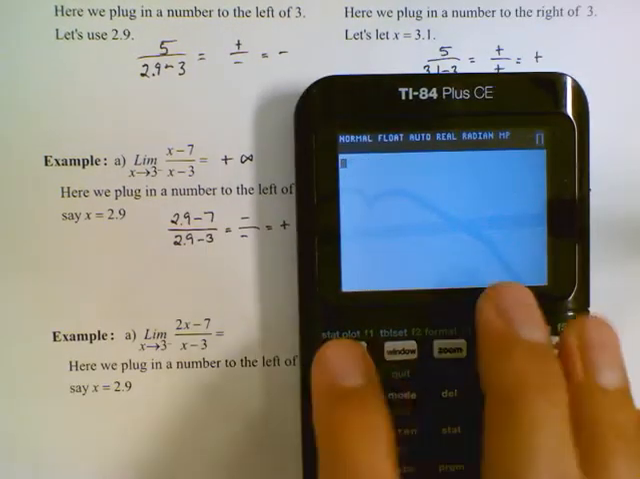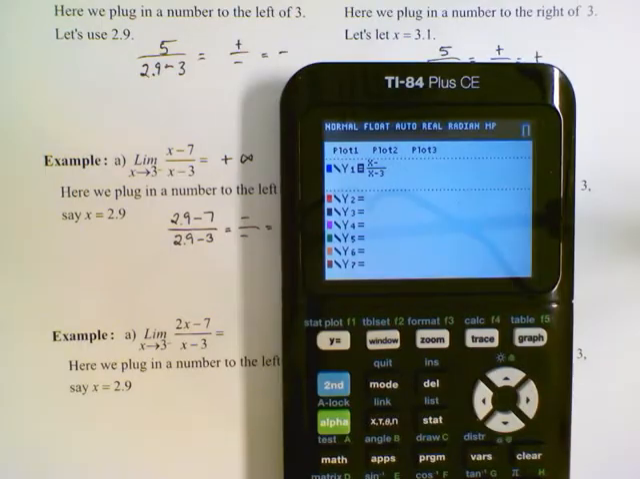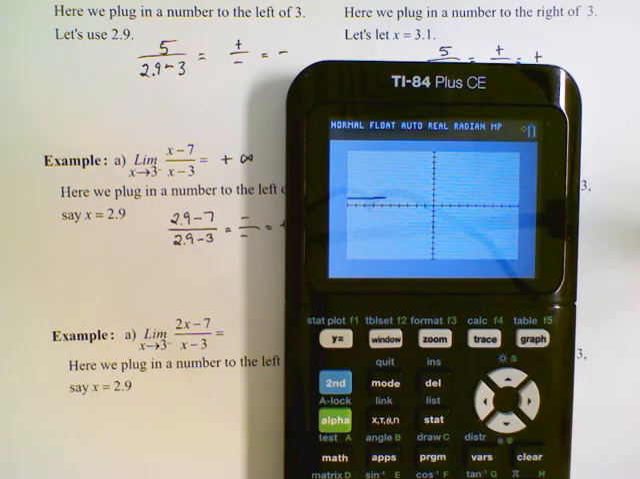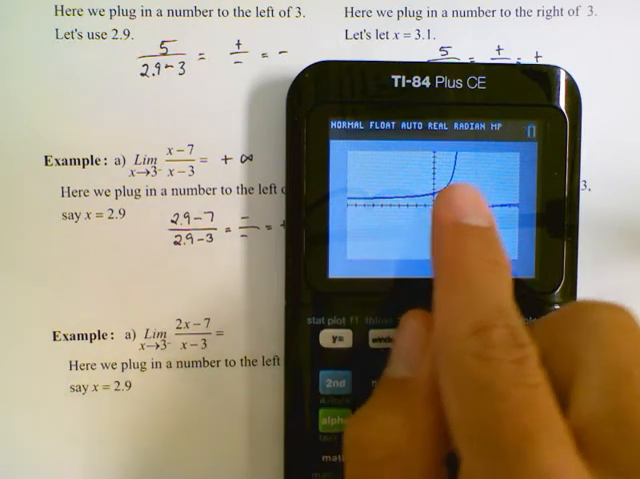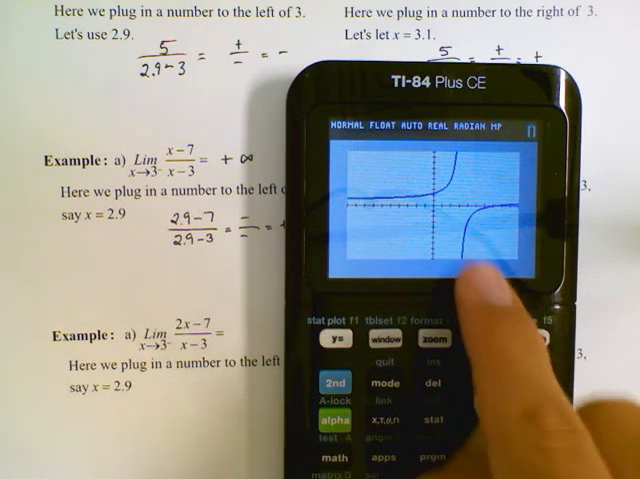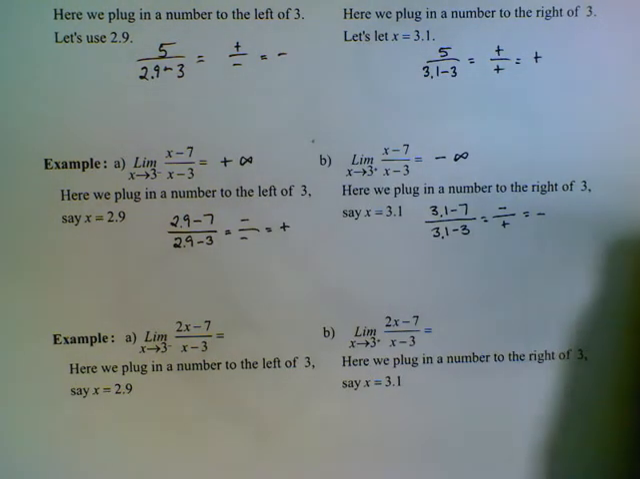Taking a look at the graph, you don't always have the ability to look at the graph. But when we're doing notes, I think it's nice to confirm our thinking with the graph. As you see, we approached 3 from the left and it went to infinity, and if we were to approach 3 from the right, it would be negative infinity. So that confirms our thoughts about this example.